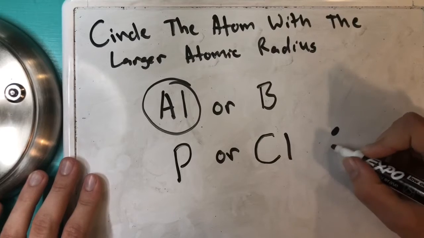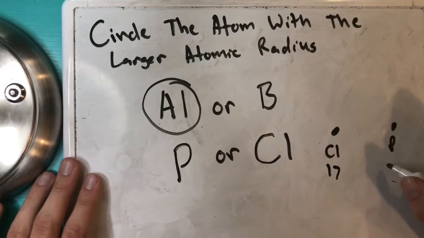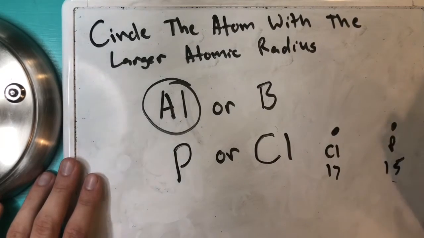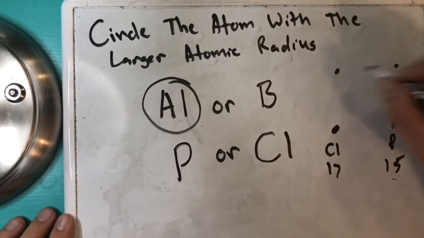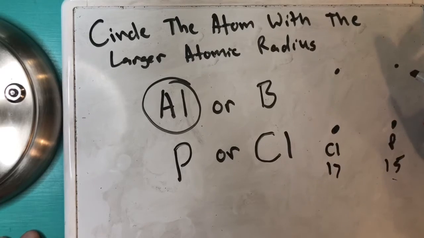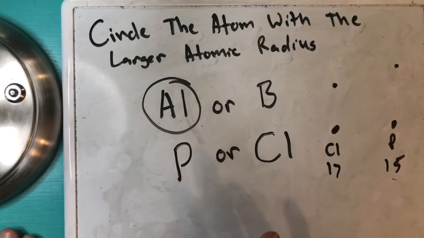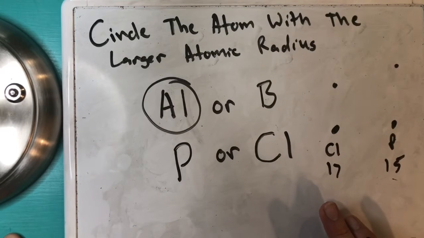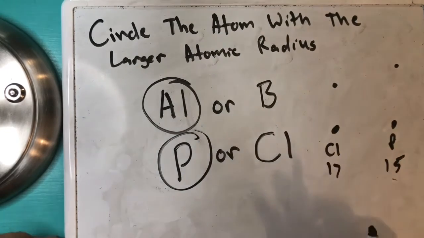So if you have chlorine right here with 17 and phosphorus right here with 15, the chlorine is going to pull the electron. These are both electrons. It's going to pull on the electron stronger than the phosphorus is. So because of this, the electron will be closer, and it will make the atomic radius smaller. And for this reason, we know that the larger atomic radius will be the phosphorus. And it's because there are less protons to pull in the electrons.